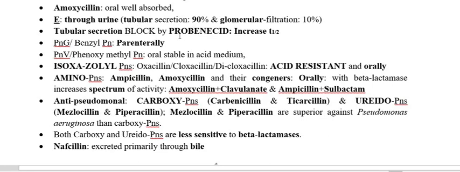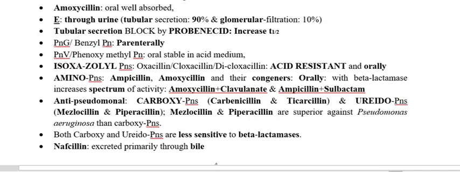So when you are using penicillin in combination with probenecid, probenecid is going to inhibit the tubular secretion of penicillin. If the secretion of penicillin is less, the drug persists within the plasma or serum of the patient for a longer interval, and therefore the half-life of the drug increases. So in combination with probenecid, it prolongs the action of the penicillin. So this is very, very important.